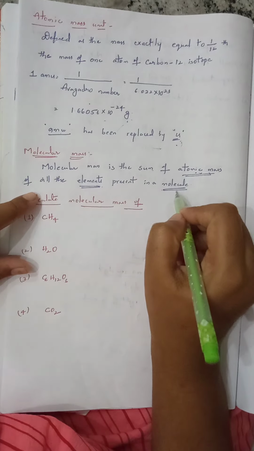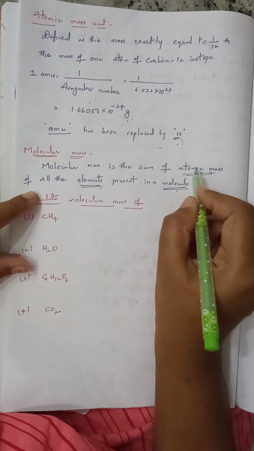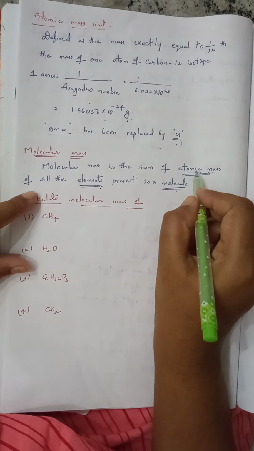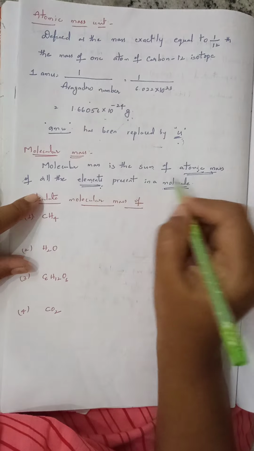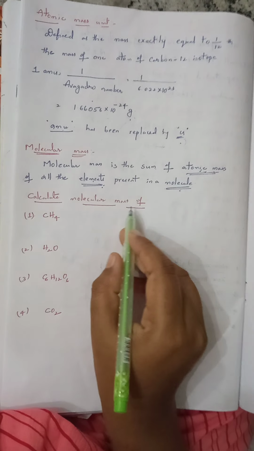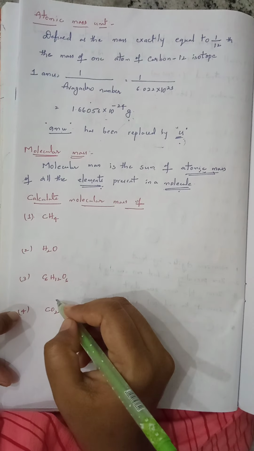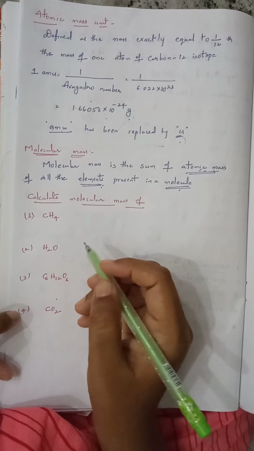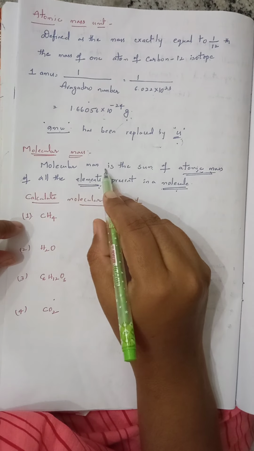If you take a molecule, it will contain more than one element, each with a certain atomic mass. By adding all such atomic masses of the elements present in that molecule, we get the molecular mass. Now we want to calculate the molecular masses of the given compounds. All these are molecules, and we want to find out their molecular mass.